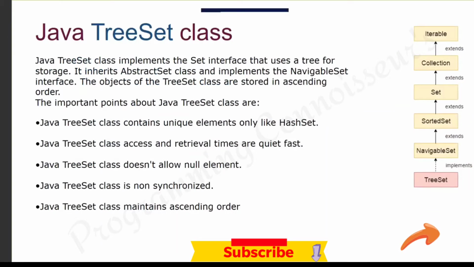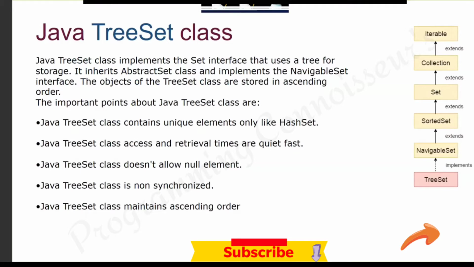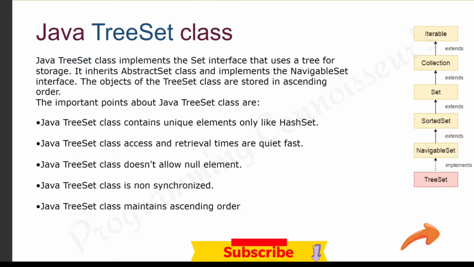New class. Yesterday we didn't see about a tree set. We are going to start the actual class from today. A tree set is an implementation of another class which implements the set interface. So when we have a linked hash set and hash set, why do we need a tree set? That is the point.